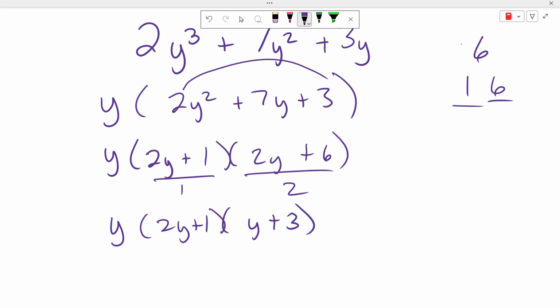If you FOIL this, 2y times y is 2y squared. Outers is 6y. Inners is 1y. Those add up to 7y. 1 times 3 is 3. Okay? And then if you multiply the y through, you get that.